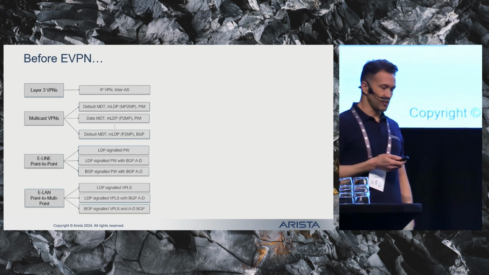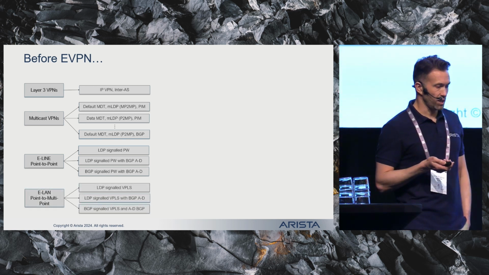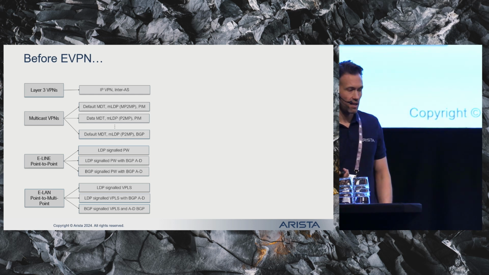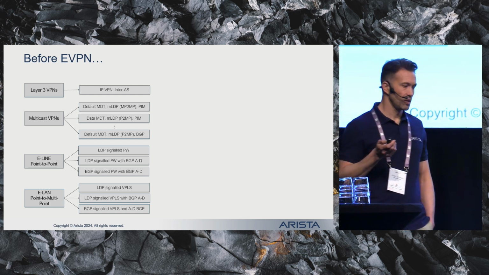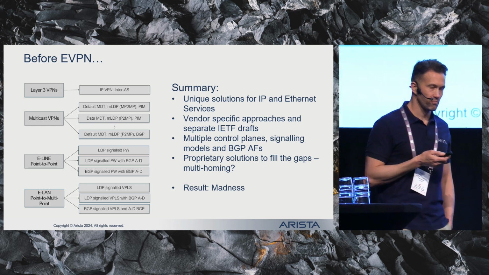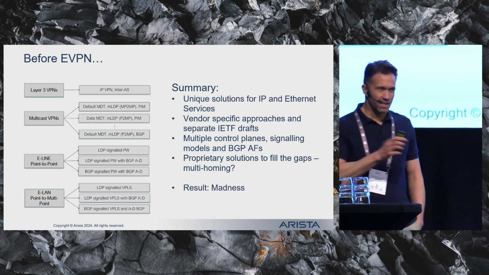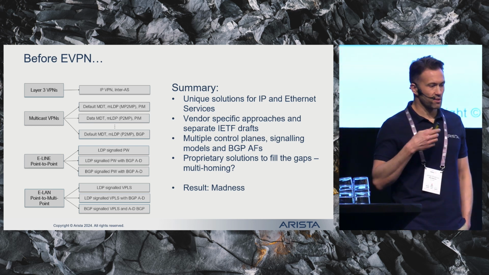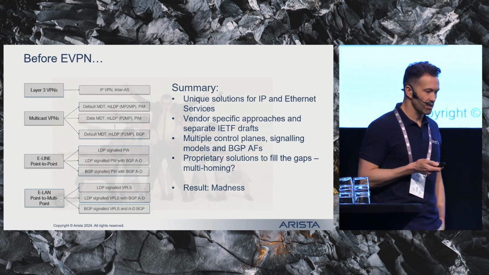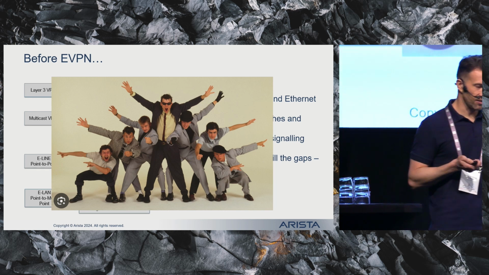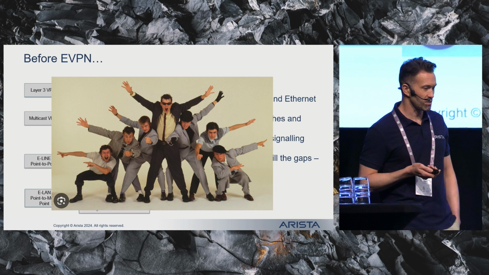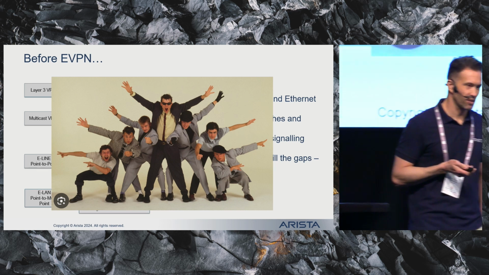And then the E-LAN service, a point-to-multipoint layer 2 VPN. Again, multiple drafts using either LDP or BGP as the control plane. So needless to say, consensus between vendors was somewhat limited, and to fill the gaps in these different drafts, a lot of vendor-specific implementations were done. And the end result was, of course, madness. And for those of you old enough to know who this is, that is madness, and that does not include me. I had no idea who this was.